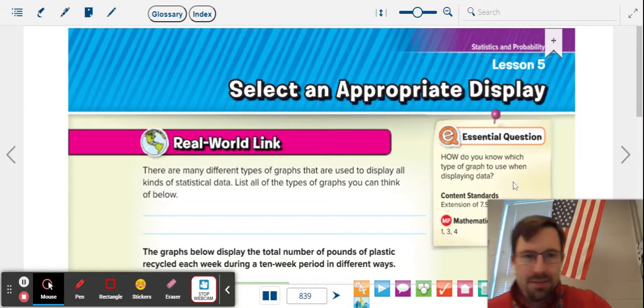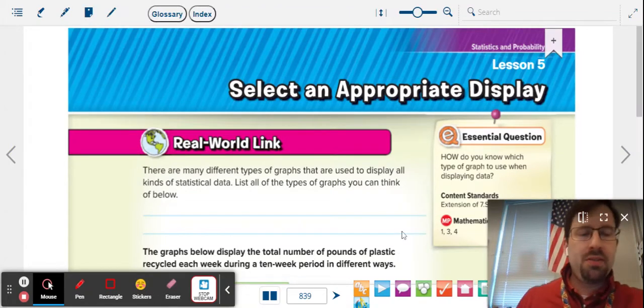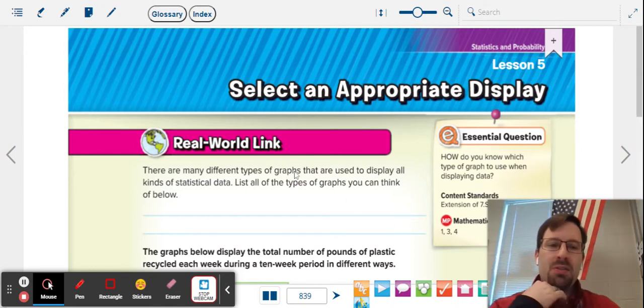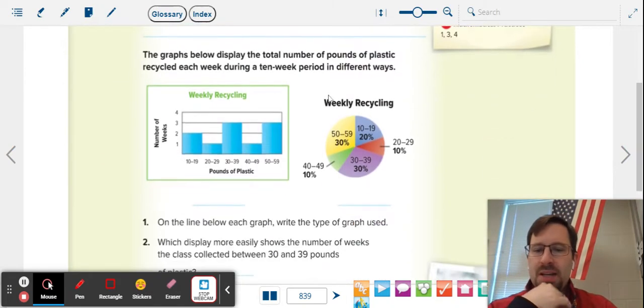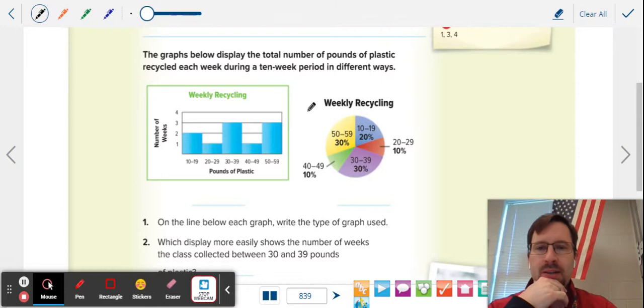Well, hello, Math 7. We are here at our final lesson of Unit 9, selecting an appropriate display. On this first page, 839, we have a histogram on the left and a circle graph on the right.